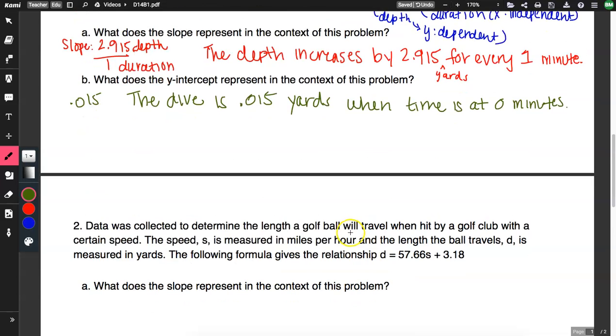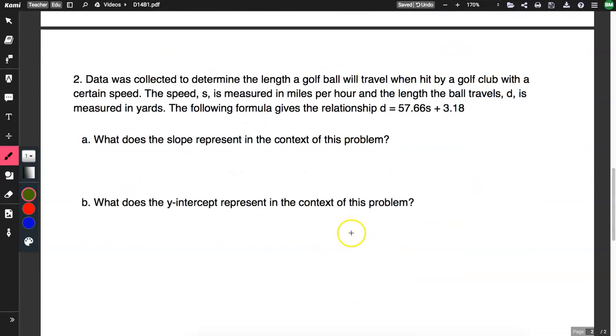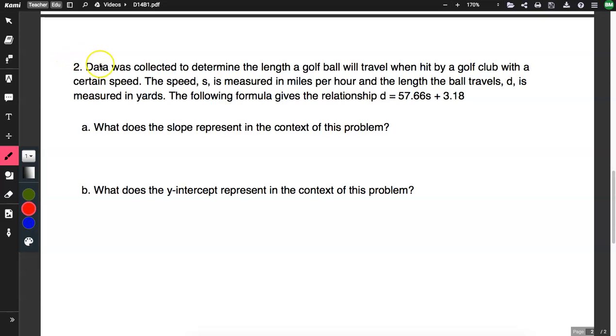We have one more, so let's look at this one. It says, data was collected to determine the length a golf ball will travel when hit by a golf club with a certain speed. The speed is measured in miles per hour, and the length the ball travels is measured in yards. And then here's our linear equation for the relationship. When I look at the equation, I have S in our x spot, and that's speed. And then D is the length, and that's the y spot.